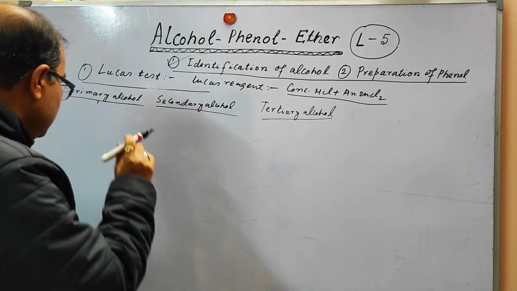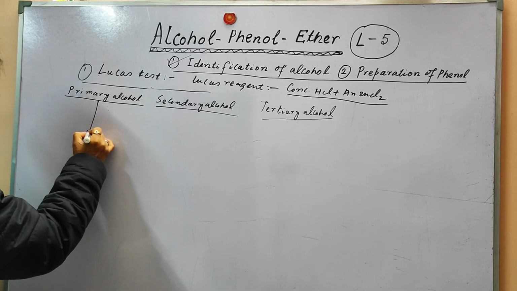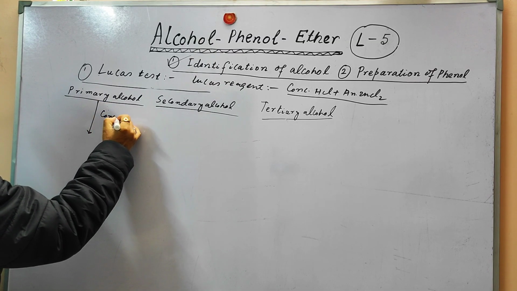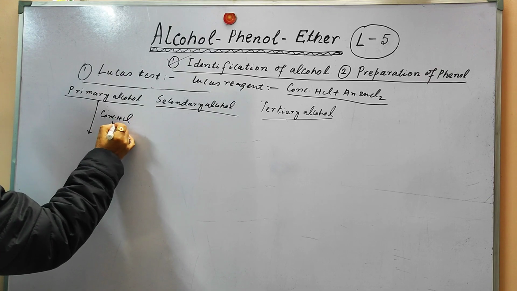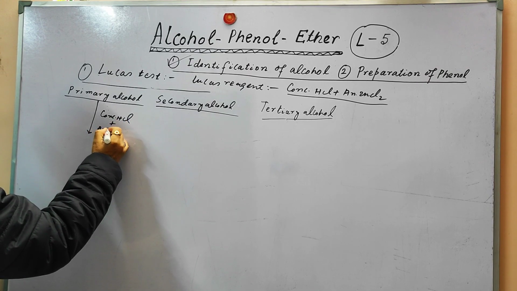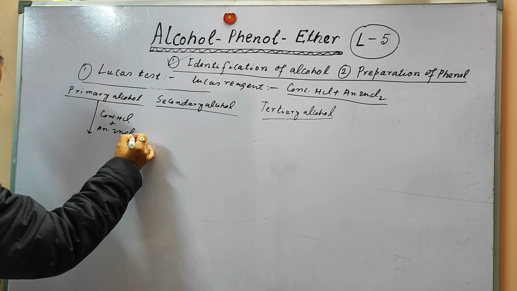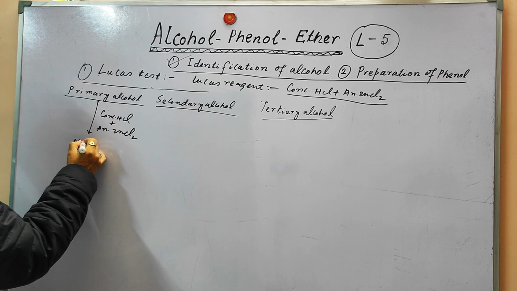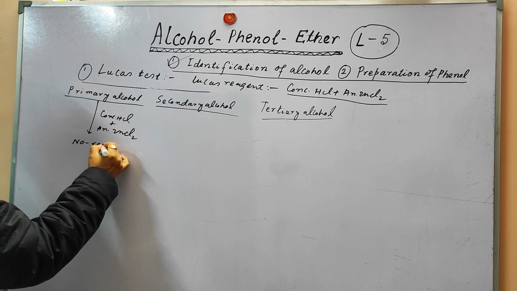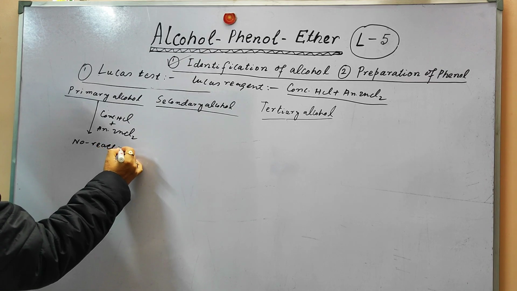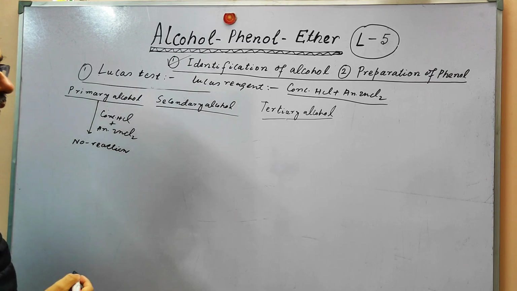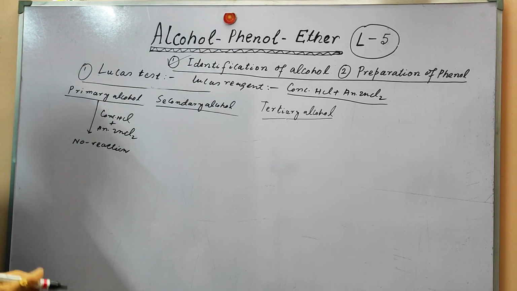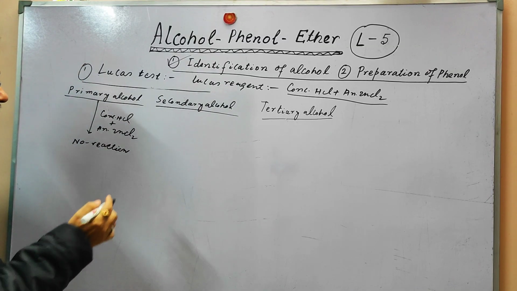So you can write primary alcohol with concentrated HCl plus anhydrous ZnCl2. It will not have any reaction, no reaction. So we will not see any change in the color of the alcohol. So primary alcohol does not respond to the Lucas reagent.